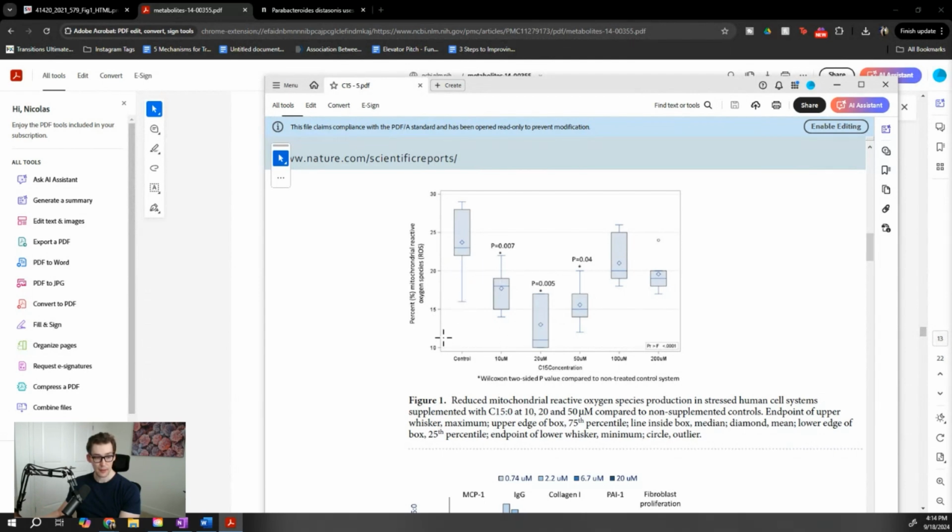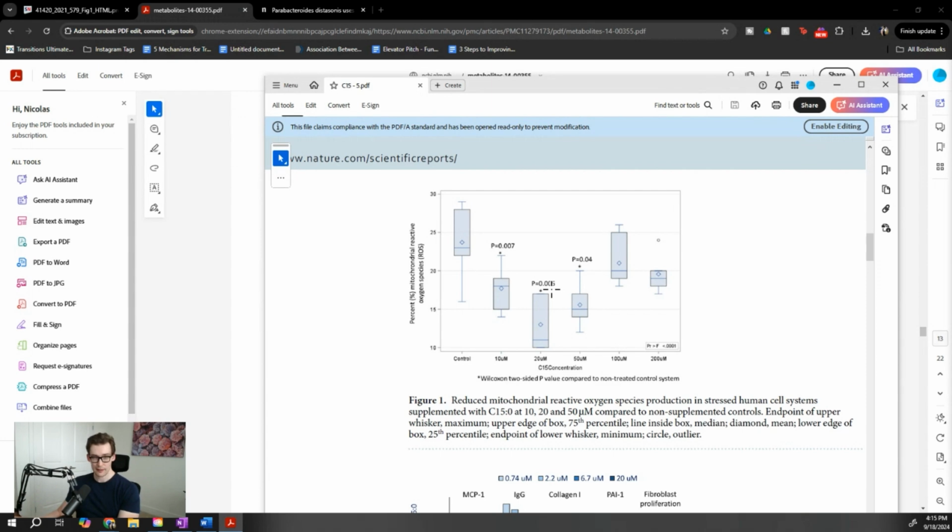So you're talking maybe from, let's say, 12 or something like that, and the control condition had maybe 22, 23, whatever, percent reactive oxygen species generation. So you may be talking about a 10% drop, something like that. Now, there are far more potent molecules out there that reduce reactive oxygen species generation by a considerable amount more than what we're seeing here.